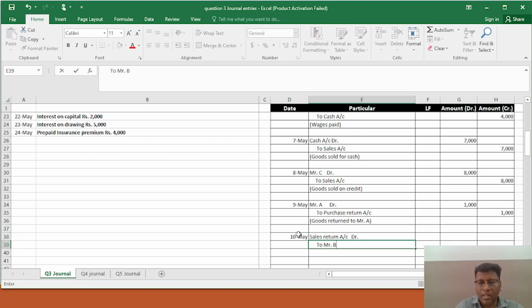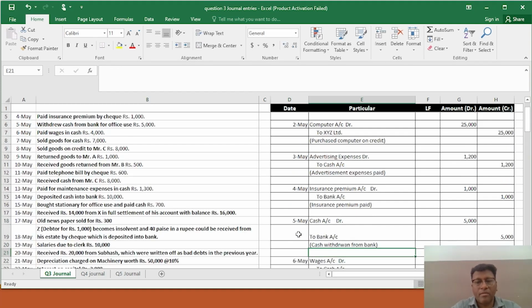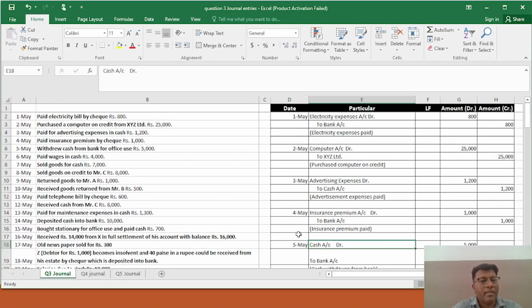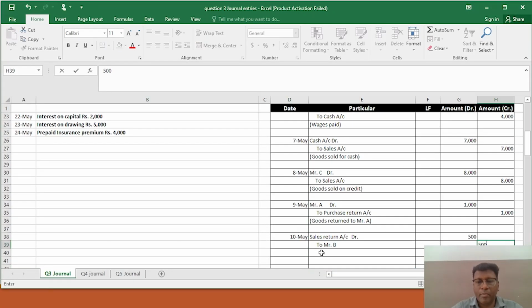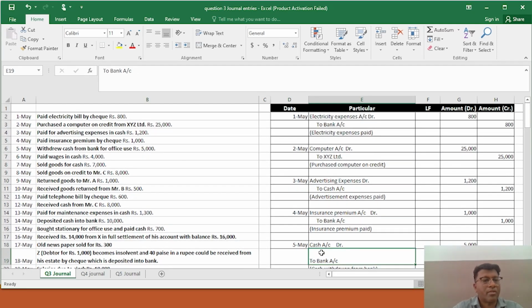B, because Mr. B in this transaction is treated as a giver. So you have to mention B as the credit, right? We just take the amount. So this is the case of Mr. B, right? Received goods returned from Mr. B rupees 500. So you have to mention rupees 500. Okay, and what would be the narration? Goods returned by Mr. B worth rupees 500. So that was the case of sales return, right?